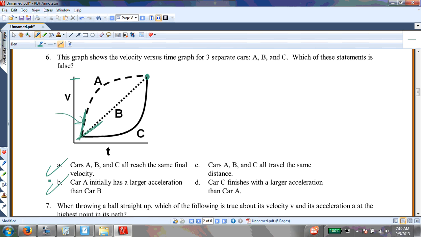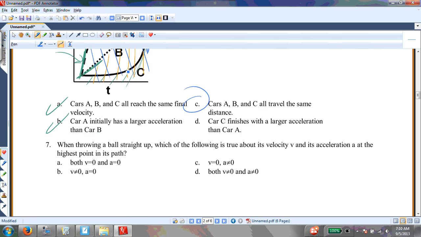Cars A, B, and C all travel the same distance. That is not true. Car C travels the area under that graph, is given there. Car B travels this distance, and car A travels that distance. So clearly car A travels a much further distance, so C is the answer. And then car C finishes with a larger acceleration. This slope is the acceleration compared to this for car A, so it is much larger.